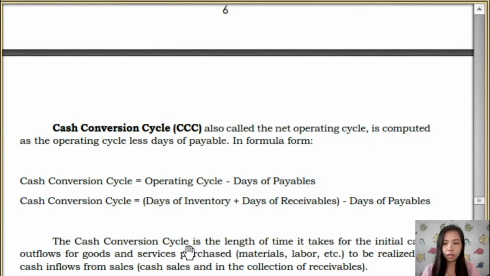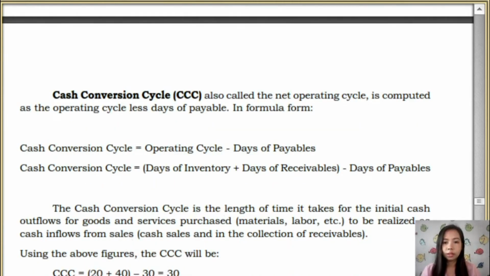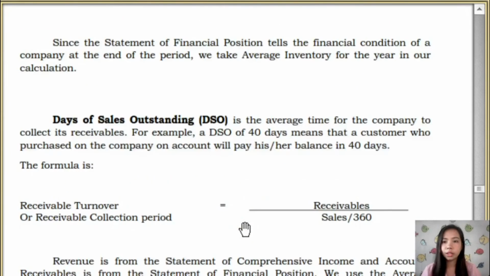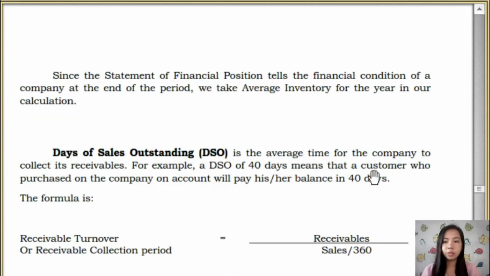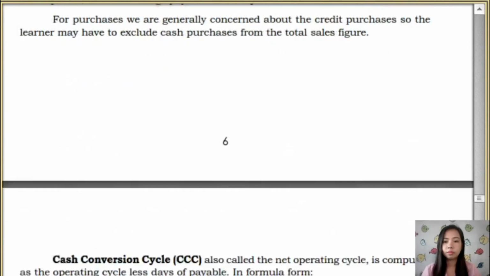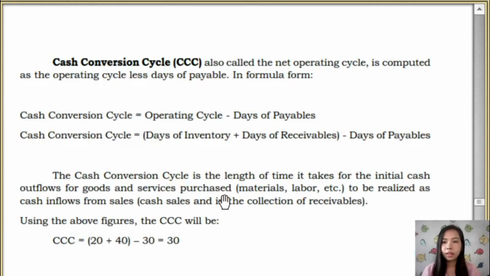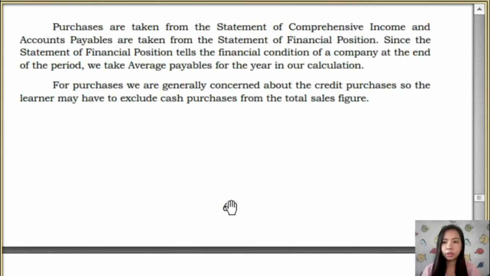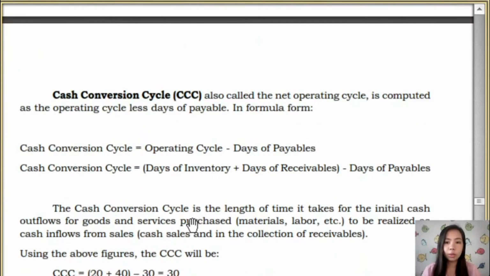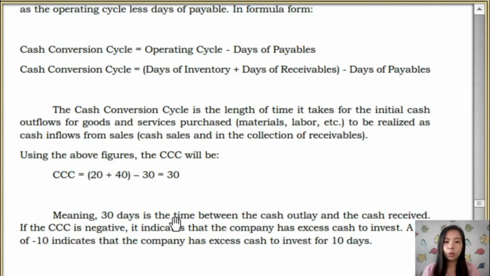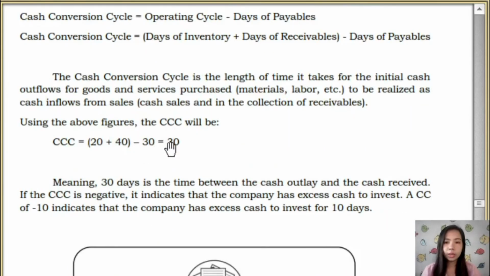Okay, let's consider this an example. So, nag-consider tayo na 20, ito, si DSI, and then si receivable ay 40. And then, nag-assume tayo ng 30 days kay DPO. So, kaya nakuha natin itong mga ito. So, meaning, yung 30 na nakuha natin, 30 days is the time between the cash outlay and the cash received.